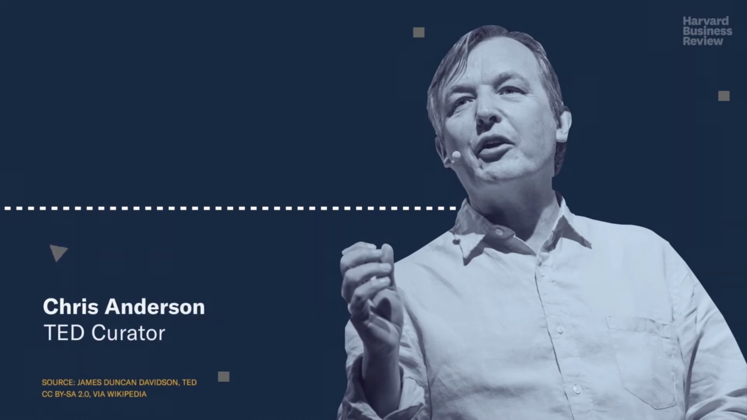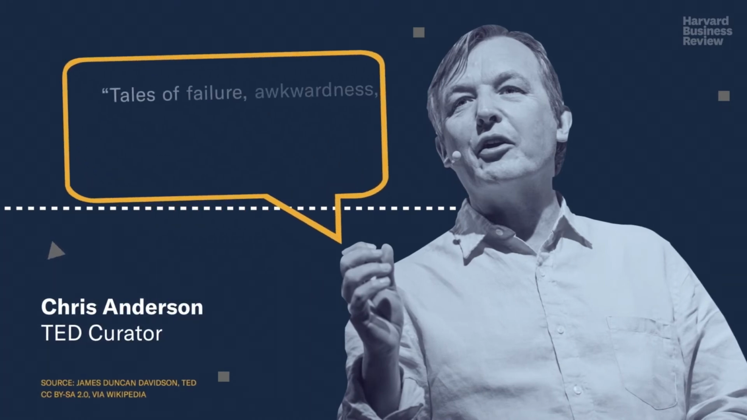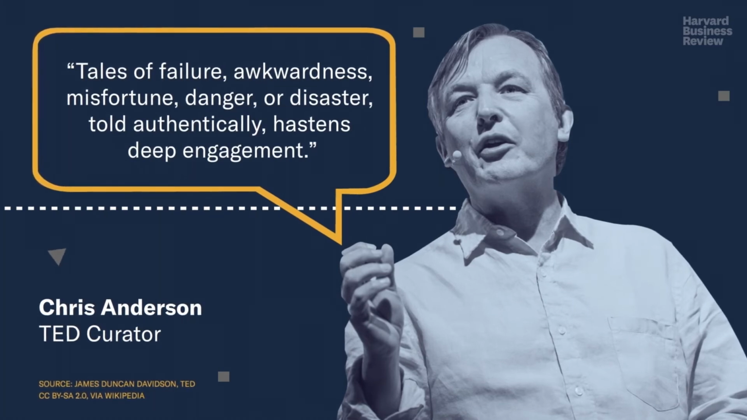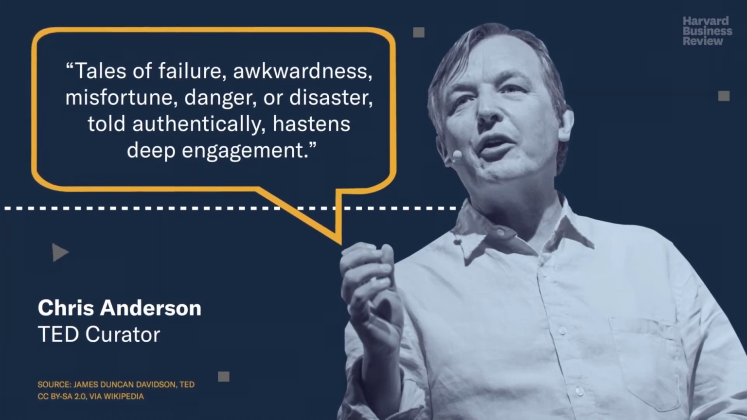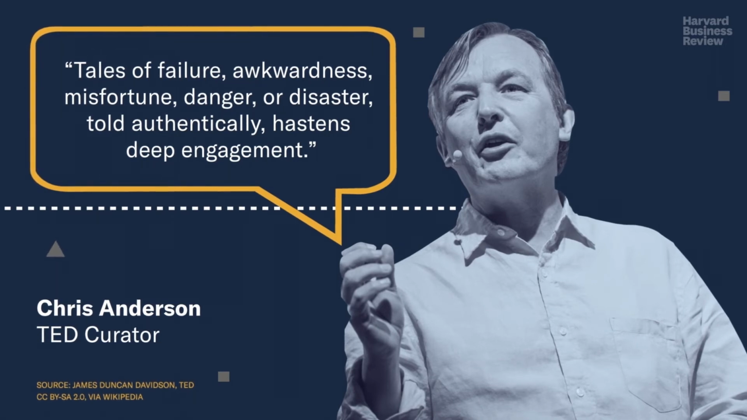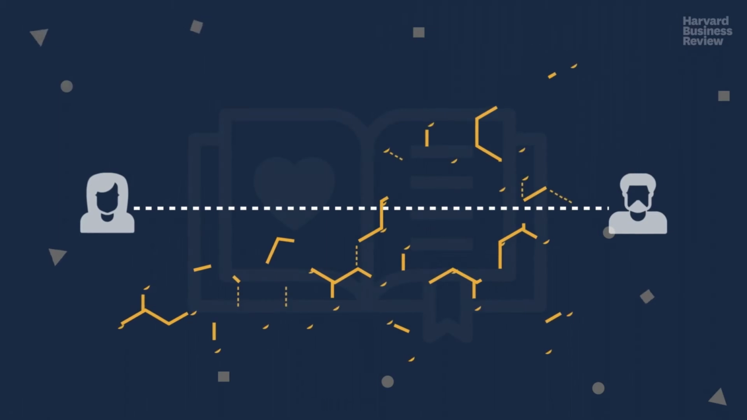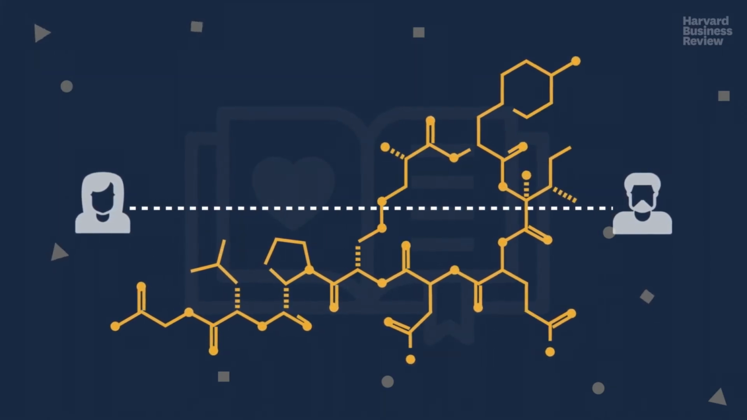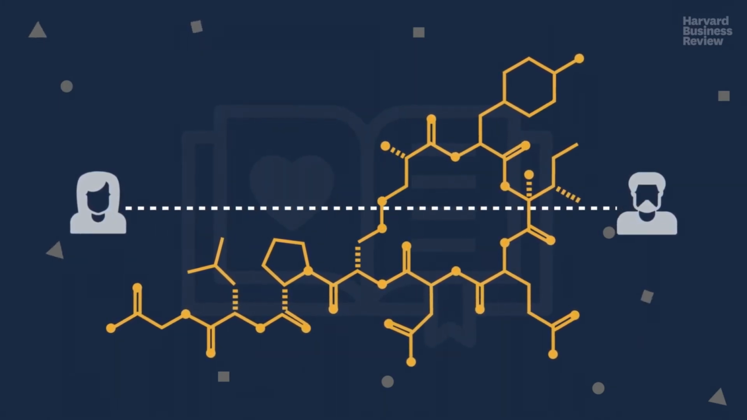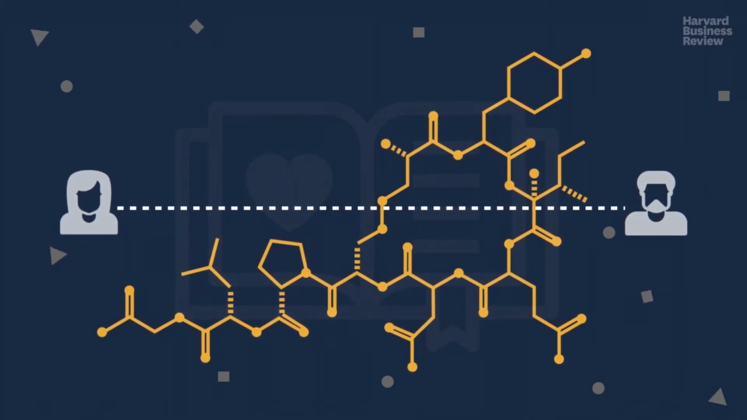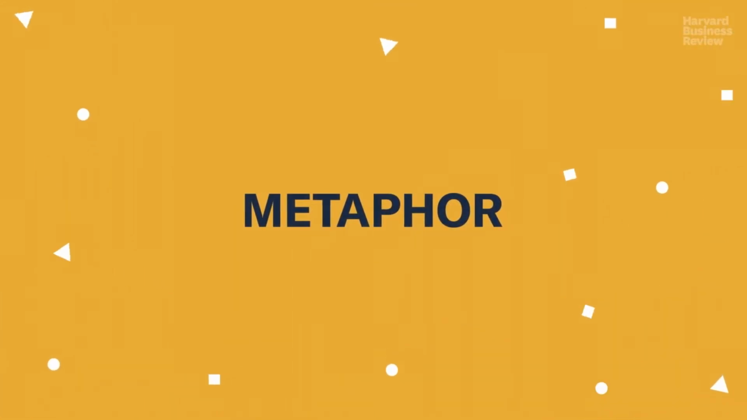TED Talk curator Chris Anderson finds that when tales of failure, awkwardness, misfortune, or disaster are told authentically, they hasten deep engagement, and that the most personal content is the most relatable. And neuroscientists report that stories trigger a rush of oxytocin in the brain, the moral molecule that connects people on a deeper emotional level.